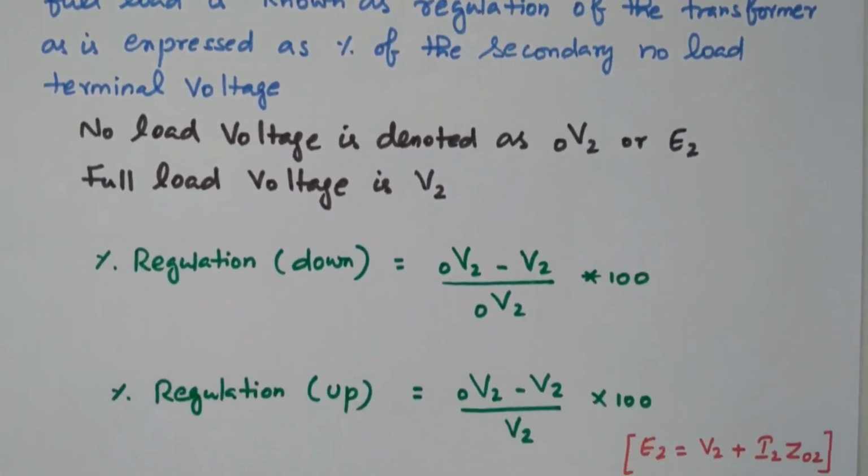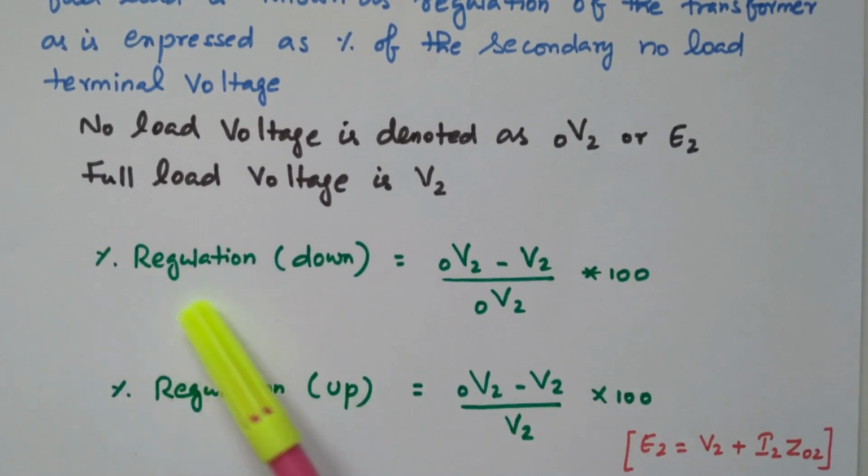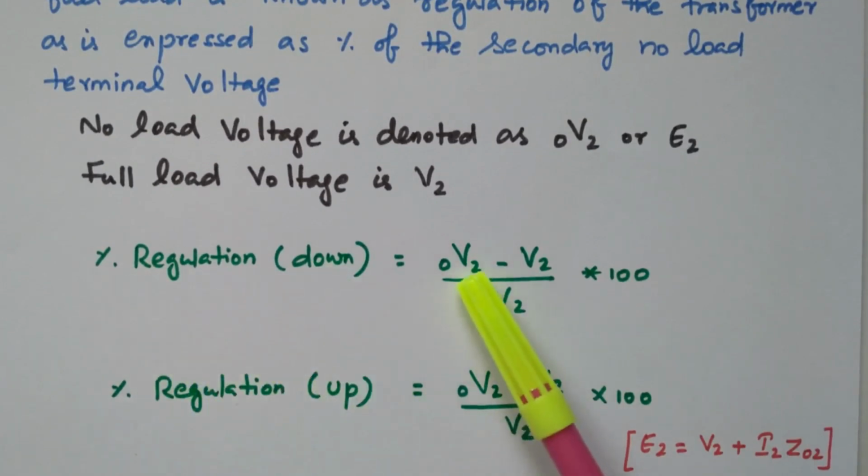So we'll see the definition. For the percentage of regulation, there are two types available, down and up. The difference in voltage between no load and full load, divided by the no load voltage and multiplied by 100, is regulation down. If it is divided by the full load voltage, that is called regulation up.